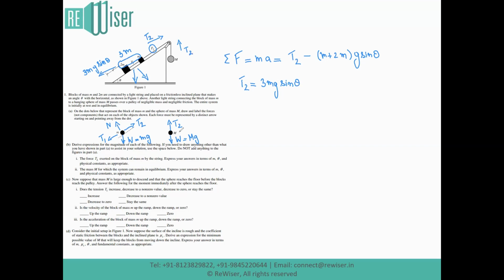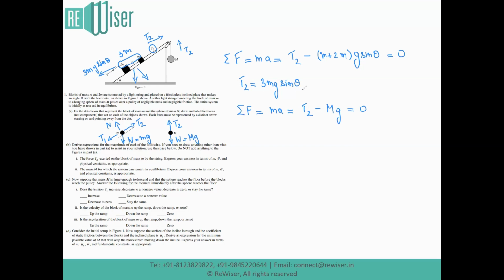From the free body diagram we've written for the sphere of mass capital M, we get the same equation. Resultant force sigma F, which is equal to Ma, will be equivalent to 0, as in the previous case. This will again be equal to T2 minus capital M times g.